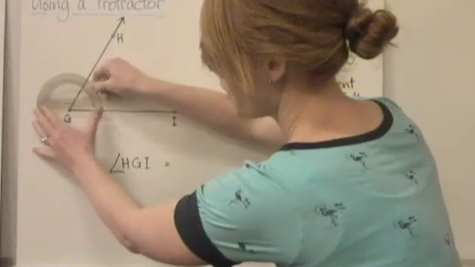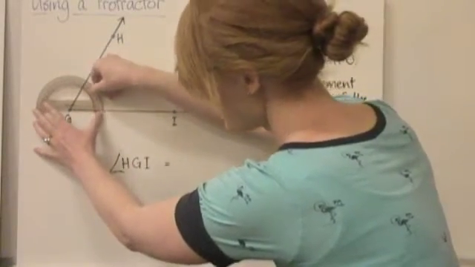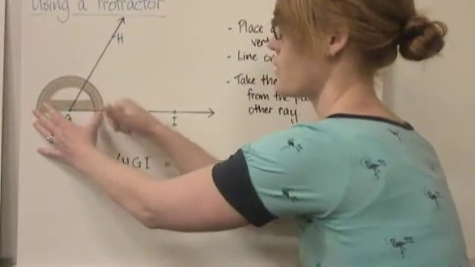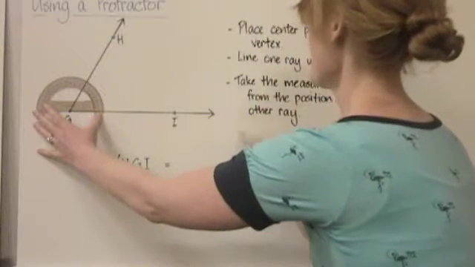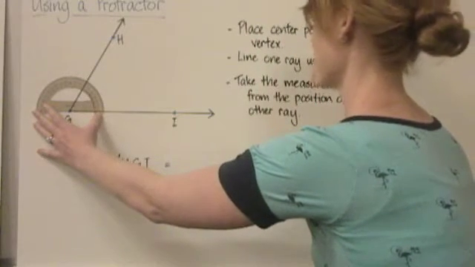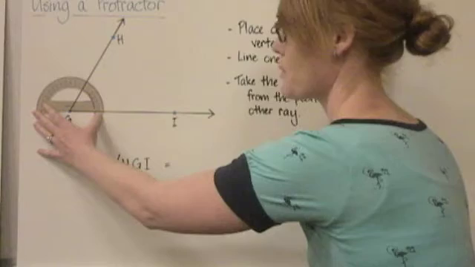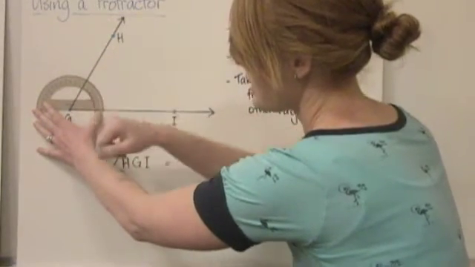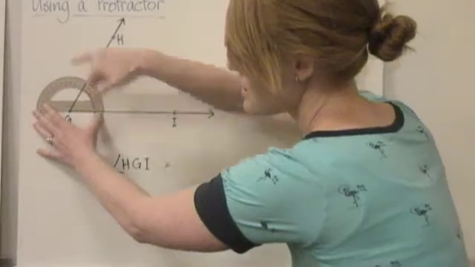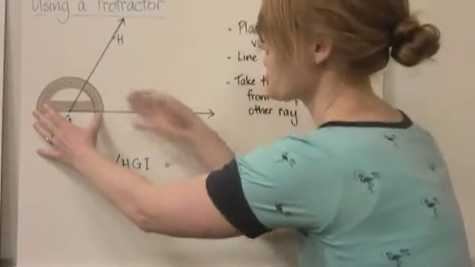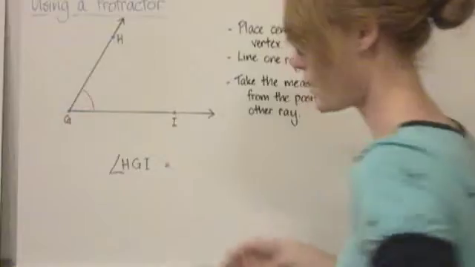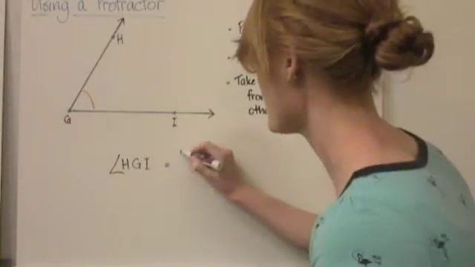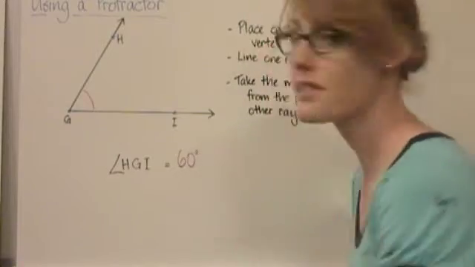So my center point goes on my vertex, and I make sure that this ray GI is lined up with 0 on my protractor. And the next step for me is to take the measurement from the position of the other ray. So I look where this other ray is extended, and it meets 60 degrees on my protractor. So now I know that the measurement for angle HGI is 60 degrees.